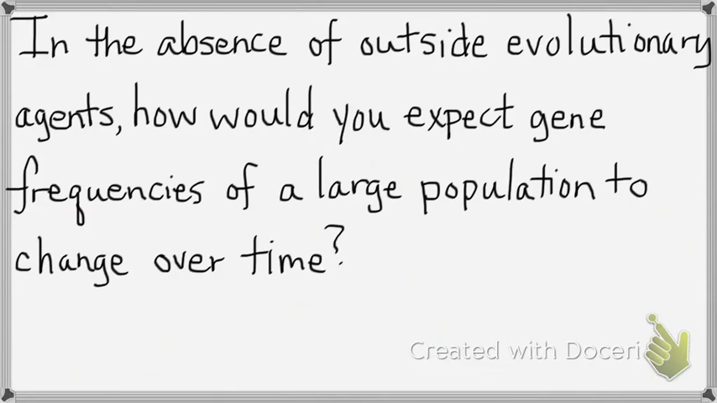In the absence of outside evolutionary agents, how would you expect gene frequencies of a large population to change over time? Okay, I'm saying no evolution. What would you expect to happen to P's and Q's if there's no evolution? It'd stay the same. It's good, Denise. Because there's no evolution. And evolution by definition means the genetics are changing. So if there's no evolution, the genetics are not changing.